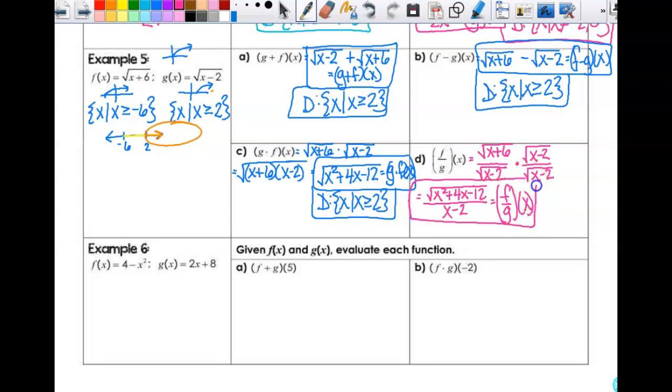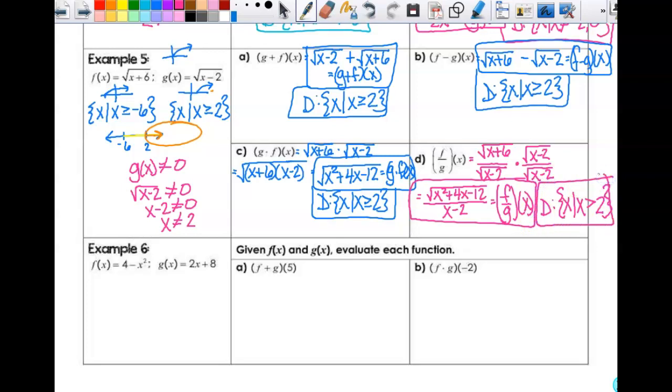So now let's talk domain. Remember the denominator, which is g of x, the square root of x minus 2, cannot equal 0. So g of x cannot equal 0. So the square root of x minus 2 cannot equal 0. I square both sides, I get x minus 2 cannot equal 0, so x cannot equal 2. And so I have this. Right now I'm saying that it's the set of all x's such that x is greater than or equal to 2. But now I have to add on to that it can't actually be 2. So the domain is the set of all x's such that x is greater than 2, but not greater than or equal to 2. All right?